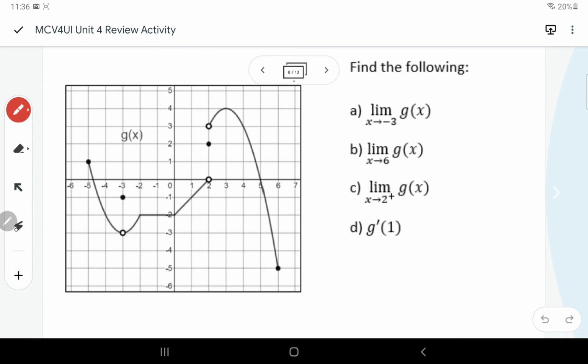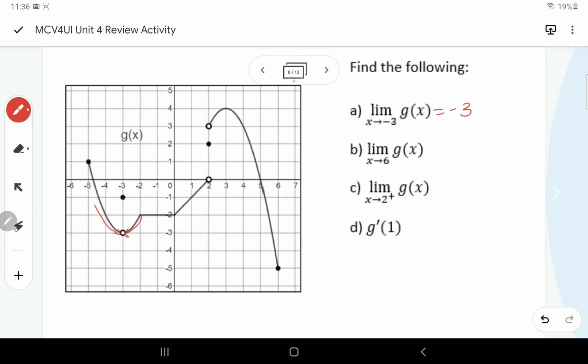Here, find the value of the following. So the limit as x approaches -3 of g of x. So here we're going towards -3 from both sides. From the left and from the right, we are approaching the same value. Those would both be -3.